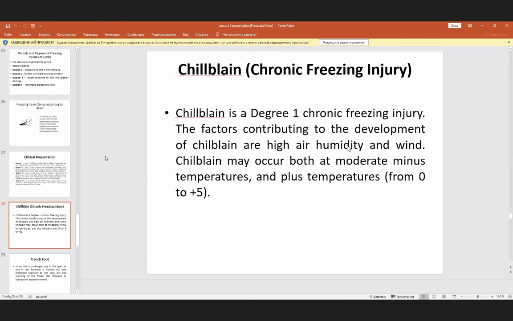Clinical chronic freeze injury. Etiological factor: local expansive cold. However, the clinical presentation of chilblain is similar to frostbite of degree 1. That is, chilblain is actually a chronic frostbite of degree 1. The factors contributing to the development of chilblain include high humidity and wind.